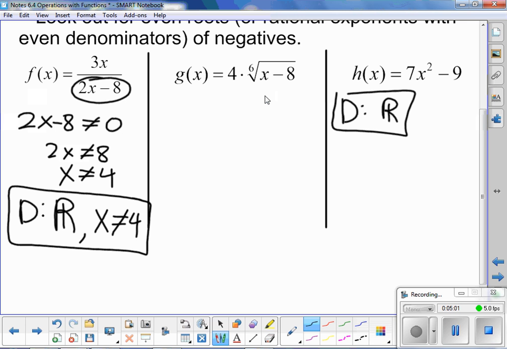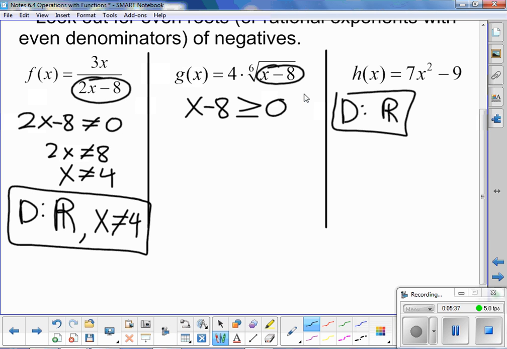This one is an even root. We're not supposed to take even roots of negatives because it'll end up in the complex number realm. So what we're going to do is we're going to take this expression, x minus 8, and we need to think of a way to say, okay, we want that to be non-negative. The only numbers that are non-negative are 0 and bigger, because any number bigger than 0 is positive, which is non-negative. So we want this to be bigger than 0, and it can also be equal to 0, because you can take a square root, cube root, fourth root, all the even roots of zeros are fine.